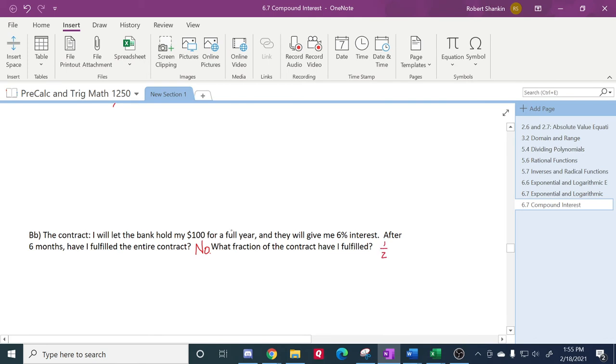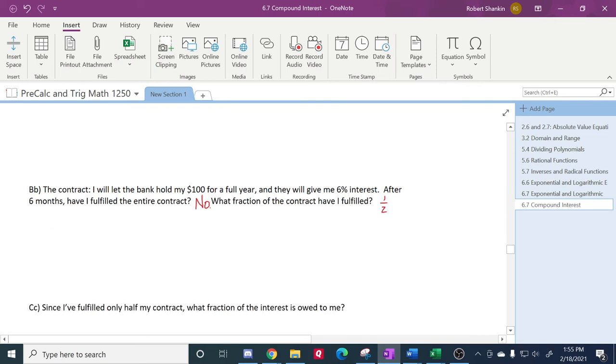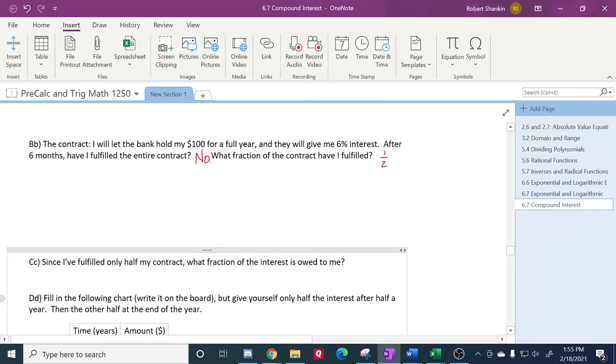The time that they're holding my $100 is a giant part. If you give it to them for a second and then pull it back, it ain't worth much. If you give them for half a year, they get to invest it or do whatever they want. But you've only given them half the amount of time, so they only owe you half the interest. What fraction of the contract have I filled? A half. Since I've only fulfilled half my contract, what fraction of the interest is owed me? 1/2.